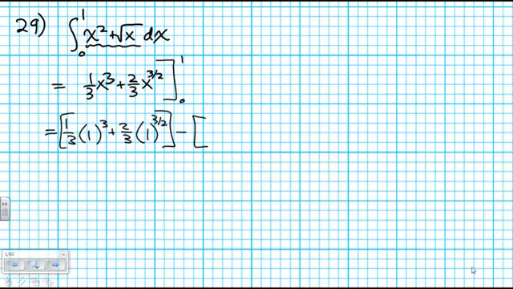And I know you're saying, I know the other stuff is 0. Yes, all of it, but I write it out anyway. All right? And when I'm all done, I end up with 1/3 plus 2/3, which is 1. Check mark.